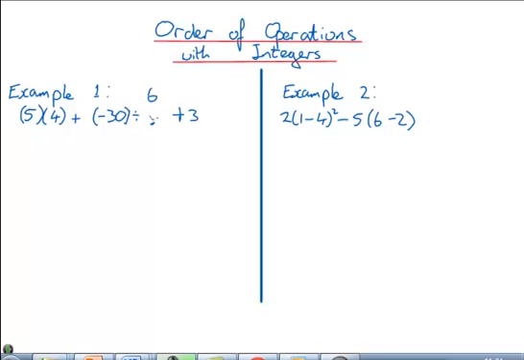So for these examples, we're doing the order of operations with integers. Before, we did the order of operations with natural numbers. The difference between natural numbers and integers is that integers can be positive or negative, whereas natural numbers were just positive. So we've got a few extra problems here.